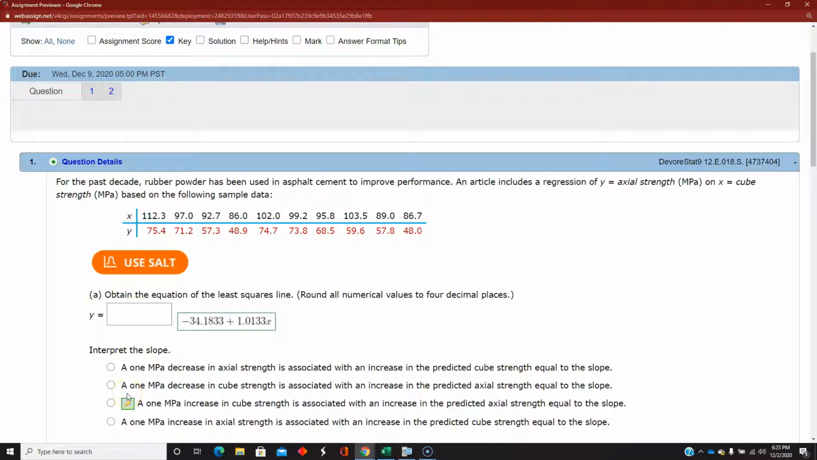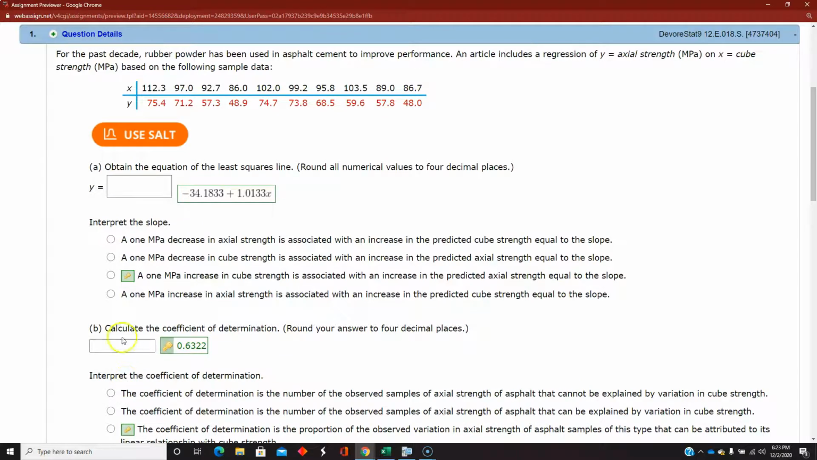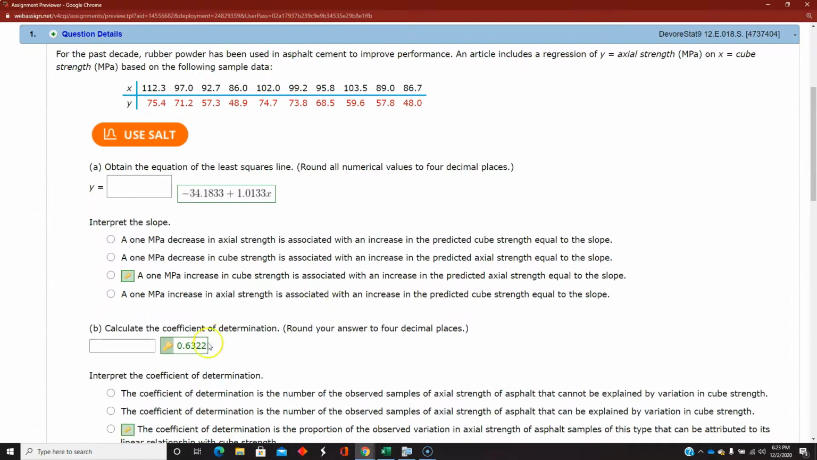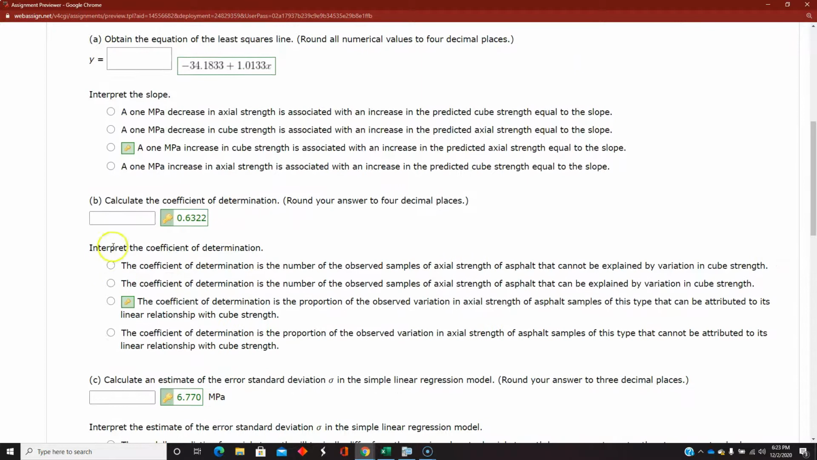Part B is about the interpretation of the slope, which I covered in the notes. Or the second part of part A is about that. Part B is the coefficient of determination. So that should be on here somewhere. Here's correlation, and here's R squared. R squared is the coefficient of determination, so 0.6322, bam. And then it's asking us to interpret that.